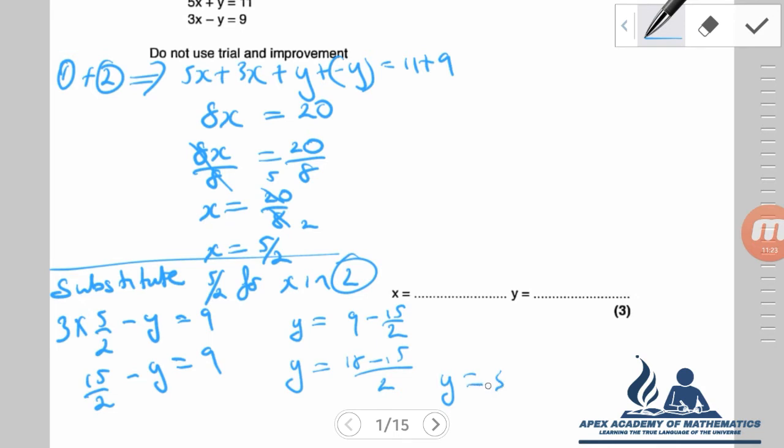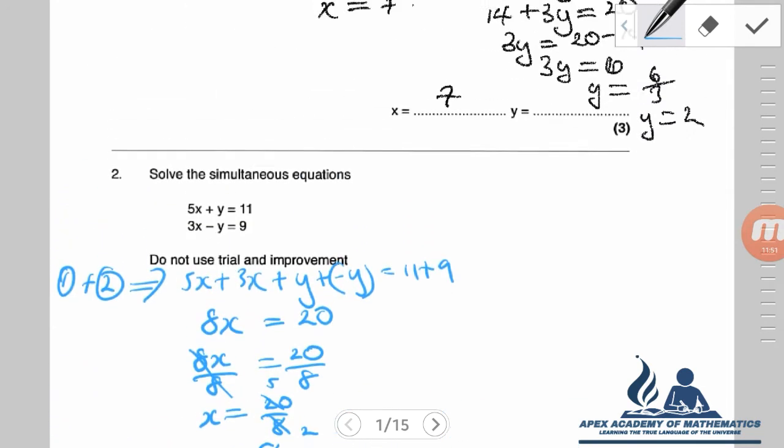This is a fraction, so the LCM is 2. 2 times 9 is 18, and 2 into 2 is 1, 1 times 15 is 15, so we get nicely y equal to 3 over 2. Hopefully you got that unexpected fractional answer, but we know that it exists, so let's not worry about that too much. So that's for that part.